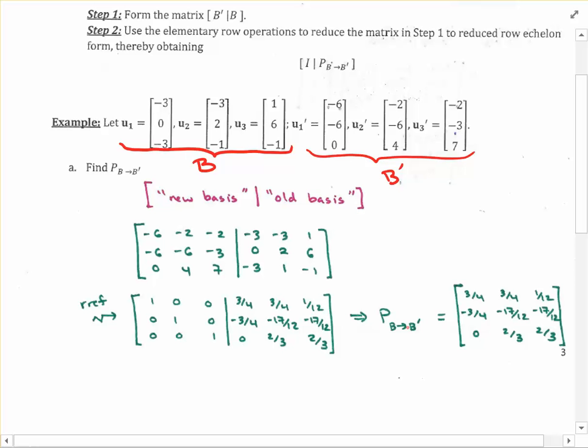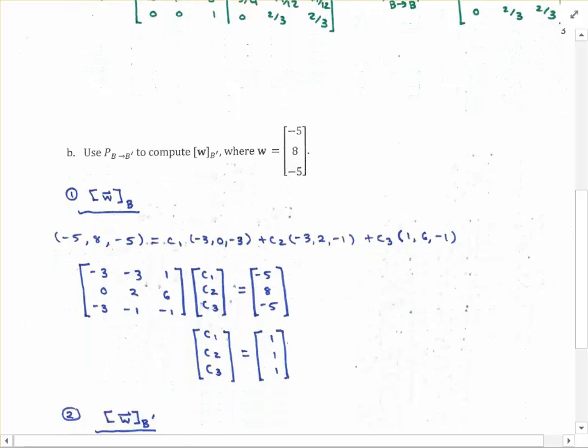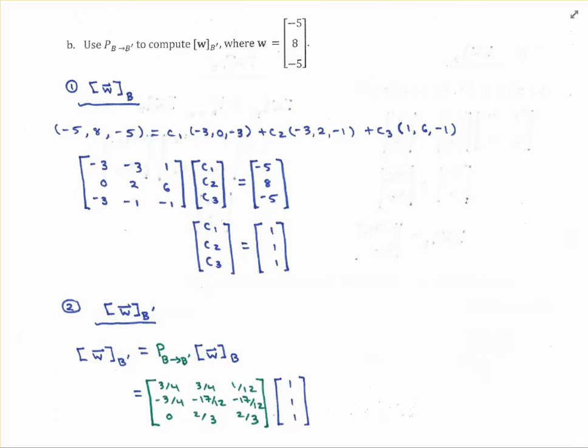The second part, and the last thing for the section 4.6 note packet, is to utilize this transition matrix in order for us to compute the vector W's components with respect to B prime. Here they give us a vector W. Its entries are -5, 8, and -5. And just like with the last video, you want to assume that this is in terms of I, J, and K. So the way it's provided to us isn't necessarily the components of W with respect to B prime.